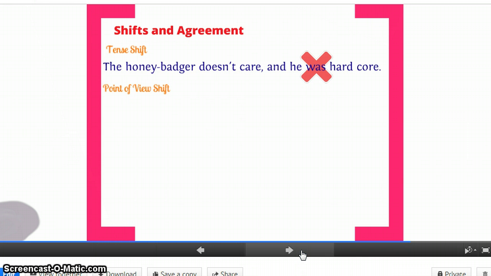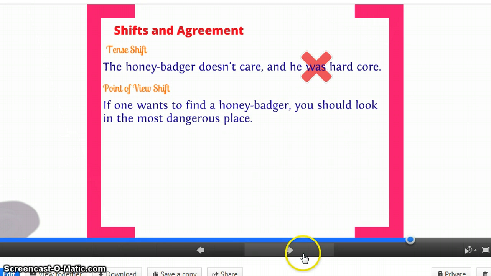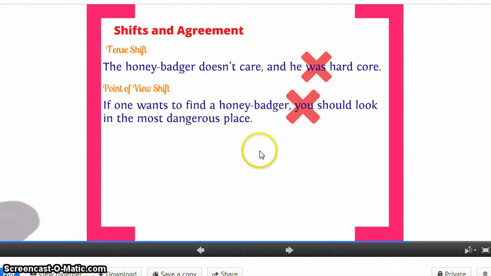Point of view shift. This one starts out in third person, if one wants to find a honey badger, but then it switches to second person. You should look in the most dangerous place. That's wrong. You could say if one wants to find a honey badger, he should look in the most dangerous place.